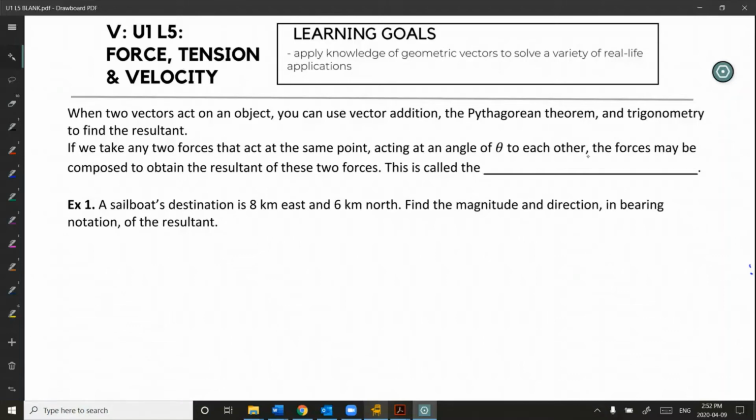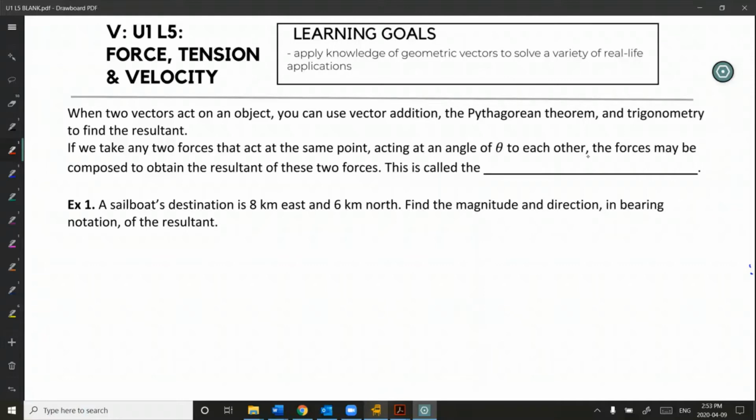Welcome everyone. Today we're going to take a look at some applications of geometric vectors, which include force, tension, and velocity questions. So it's important for us to know that in all of these we're creating kind of triangular structures that will help us solve for resultants. And then we can use Pythagorean theorem and a variety of trigonometry to find missing pieces of information.